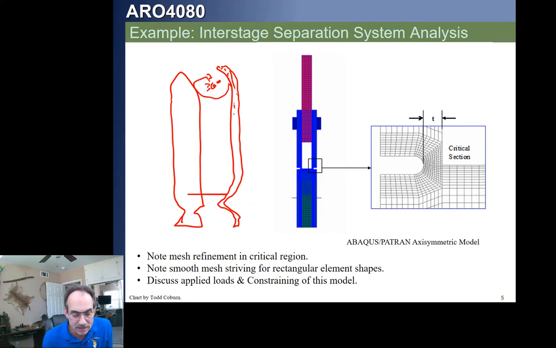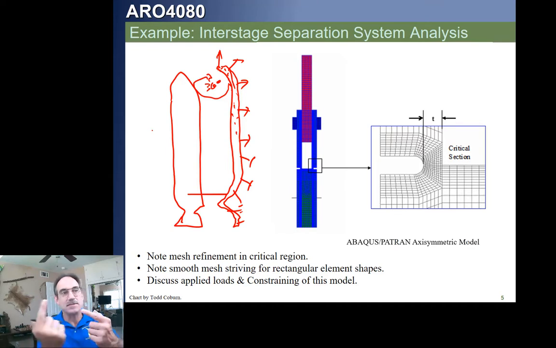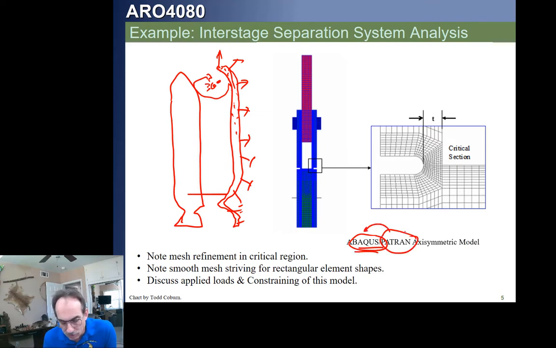It applies constraints to the edges of this that only allows it to deflect in these directions because of symmetry. So it can deflect in plane, but not out of plane. That simulates that symmetric or axisymmetric nature about an axis. ABAQUS is great at that and has great properties. So usually when we needed an axisymmetric model, we would make it in ABAQUS. And in this case, we're using PATRAN to pre and post process our ABAQUS. You can also use FEMAP to do that, where we were using PATRAN as most aerospace industry does.